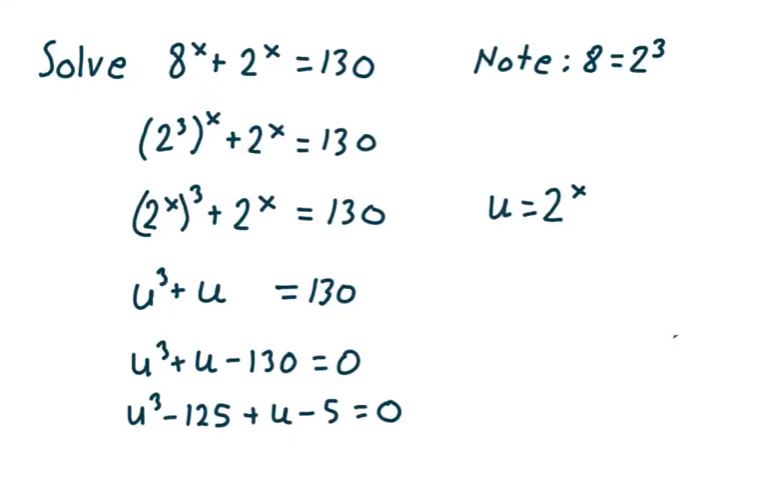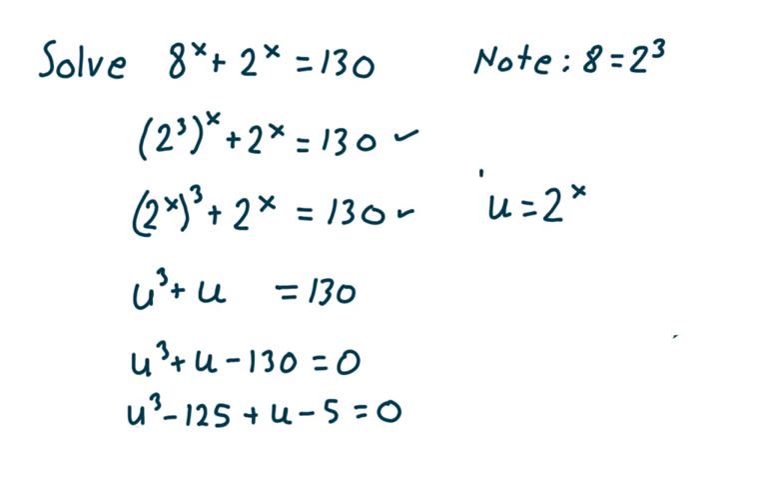Suppose I ask you to solve the exponential equation 8 to the x plus 2 to the x equals 130. 8 is equal to 2 to the third. So (2 to the third) to the x plus 2 to the x is equal to 130. But we can write this as (2 to the x) quantity cubed plus 2 to the x is equal to 130. So I'm going to apply a u substitution at this stage.